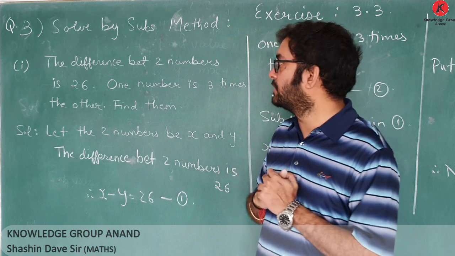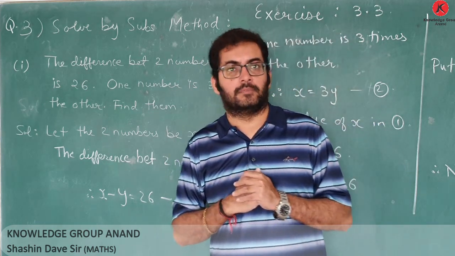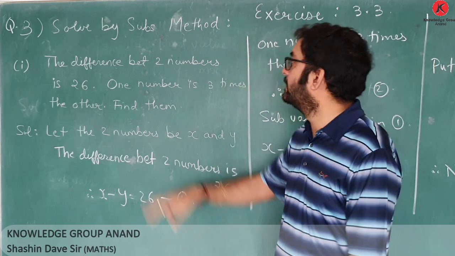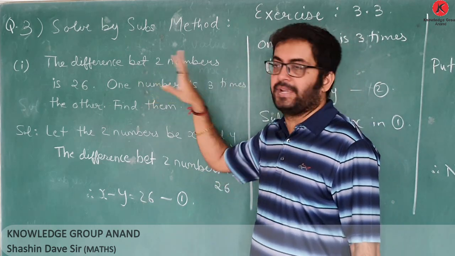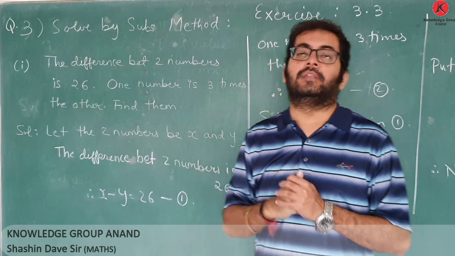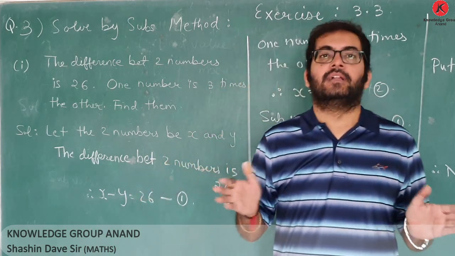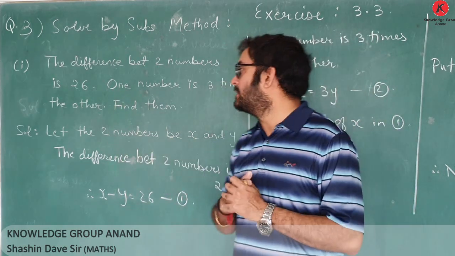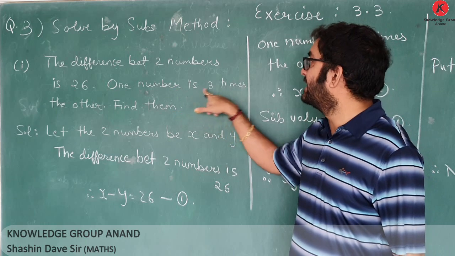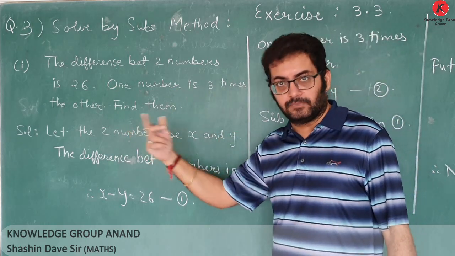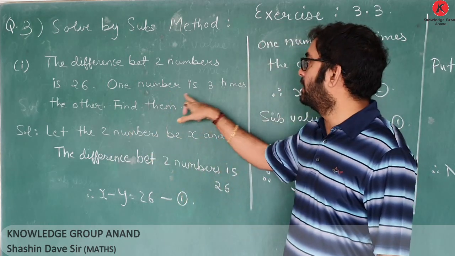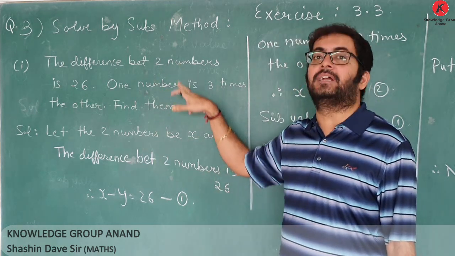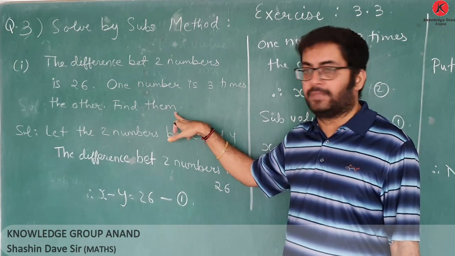So let us understand the question. It's a very simple question. Question number 3, its first part. The conditions given over here are: the difference between two numbers is 26. That is our condition number 1. Two numbers are given in such a way that the difference between those two numbers is 26. Second condition, one number is 3 times the other. So using condition 1 and condition 2, we need to find the numbers.